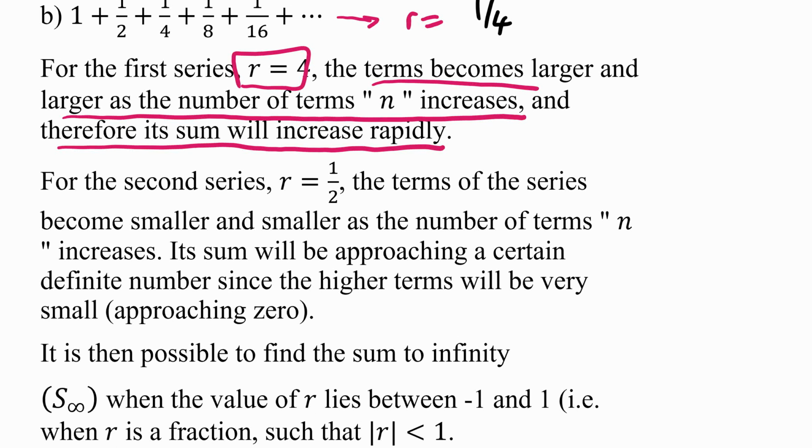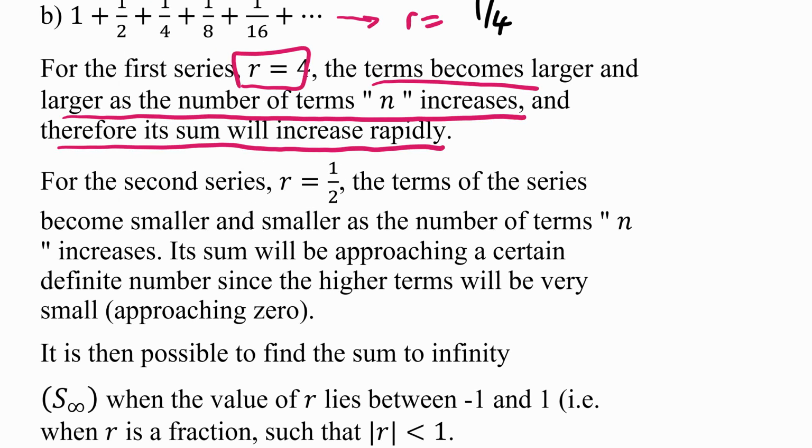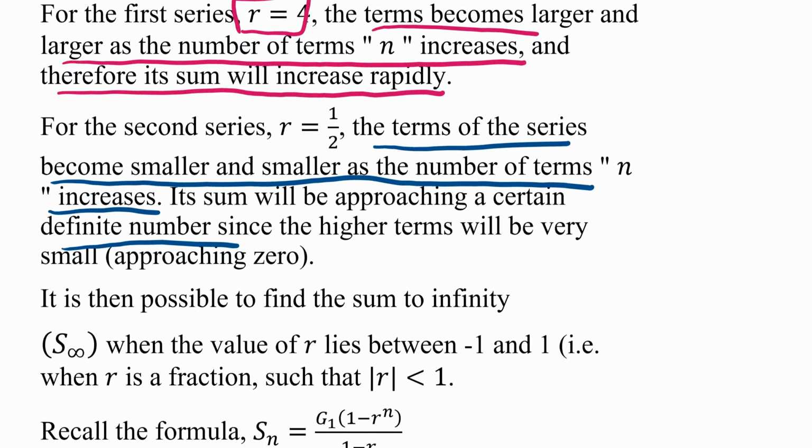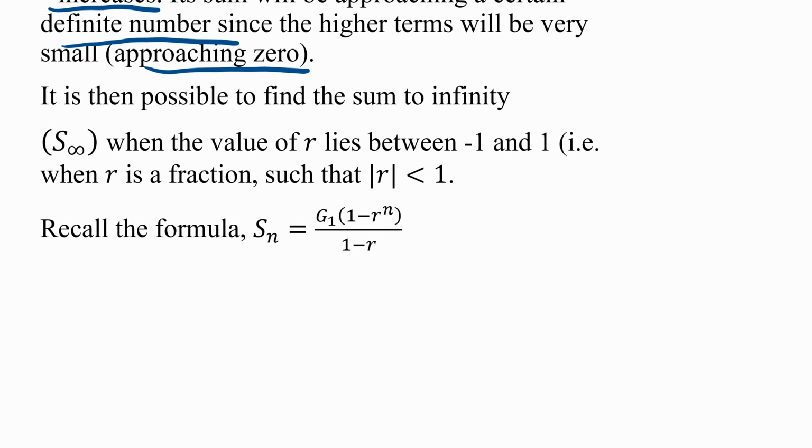For the second series, when r equals 1/2, we can say that the terms of the series become smaller and smaller as the number of terms n increases. Its sum will approach a certain definite number, since the higher terms will be very small and will all approach 0. So it is possible to discuss the sum to infinity. We denote it with S infinity, as you have seen here.